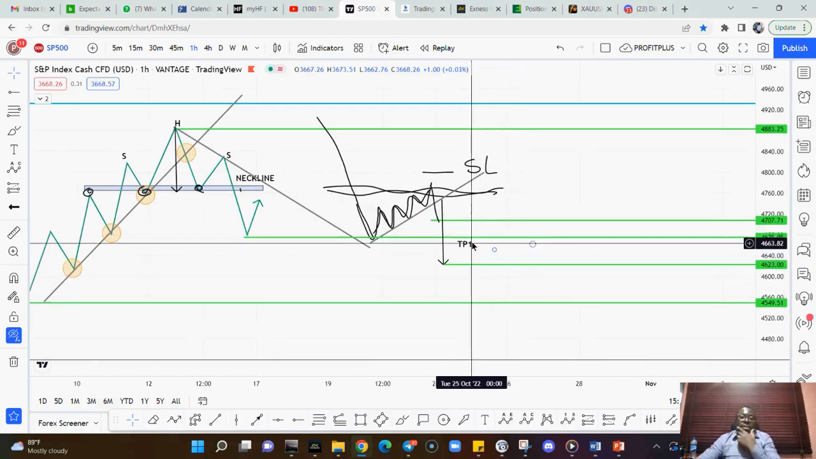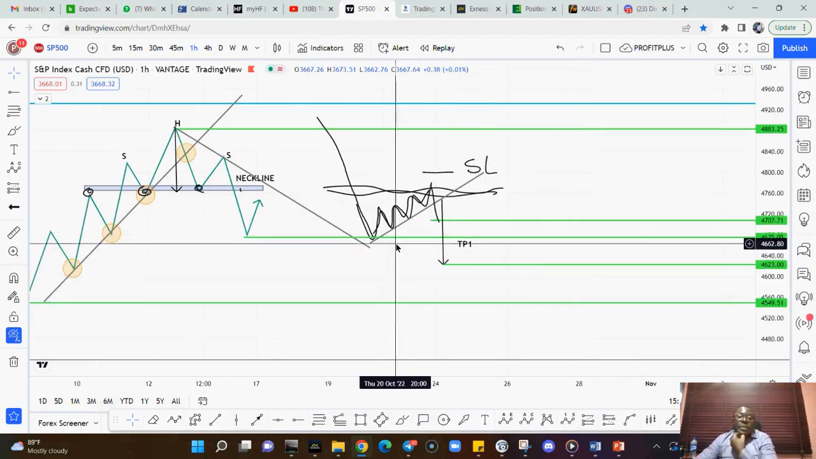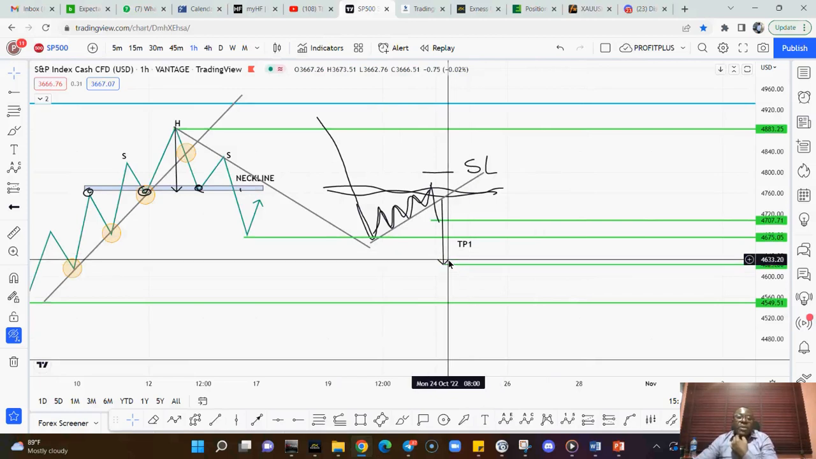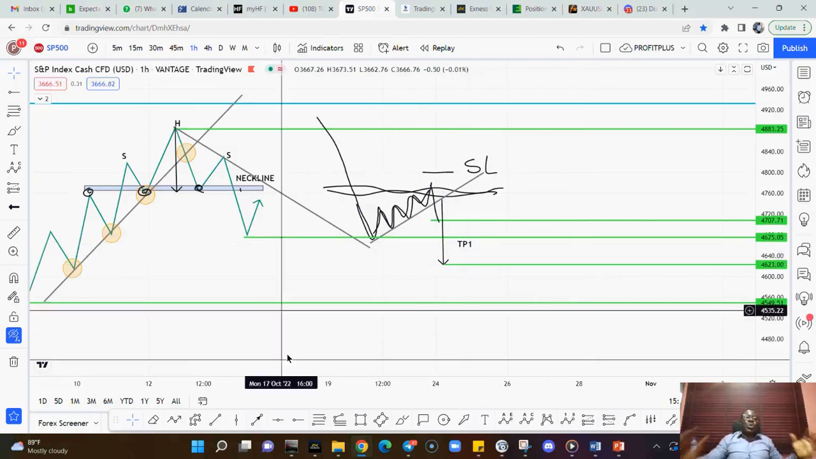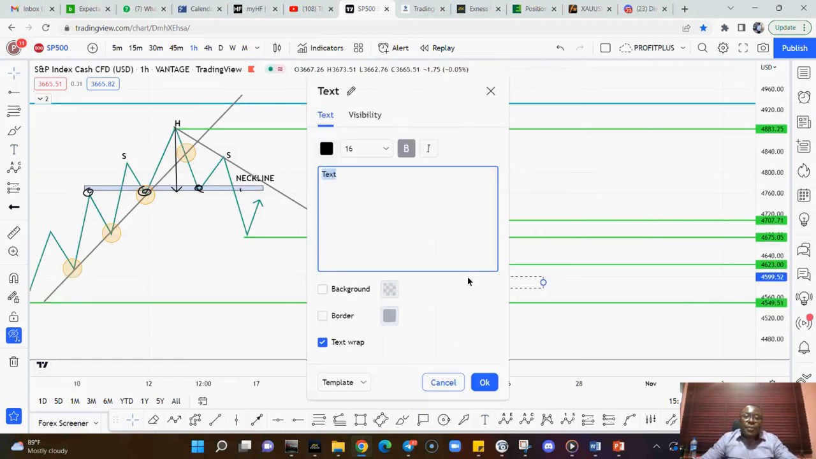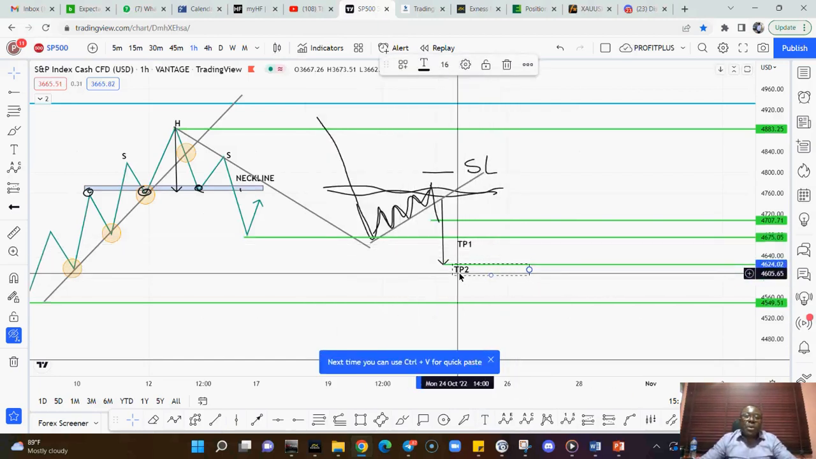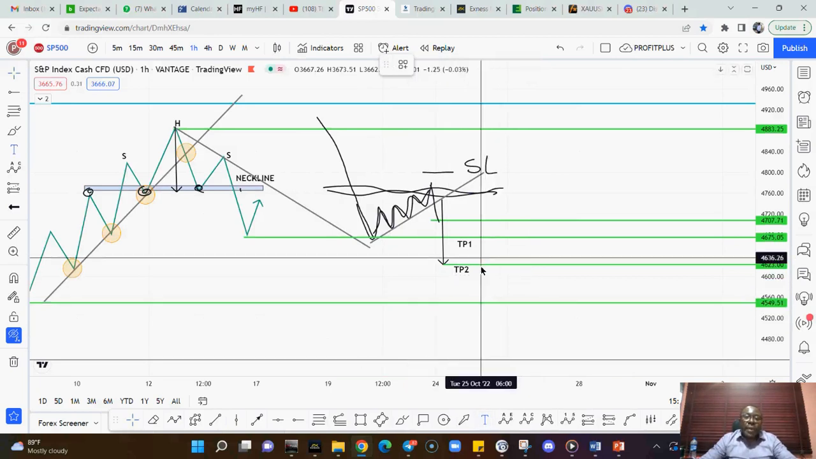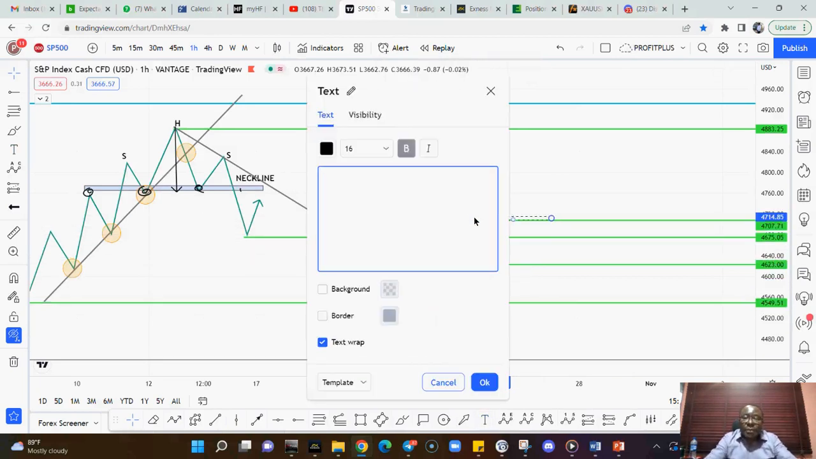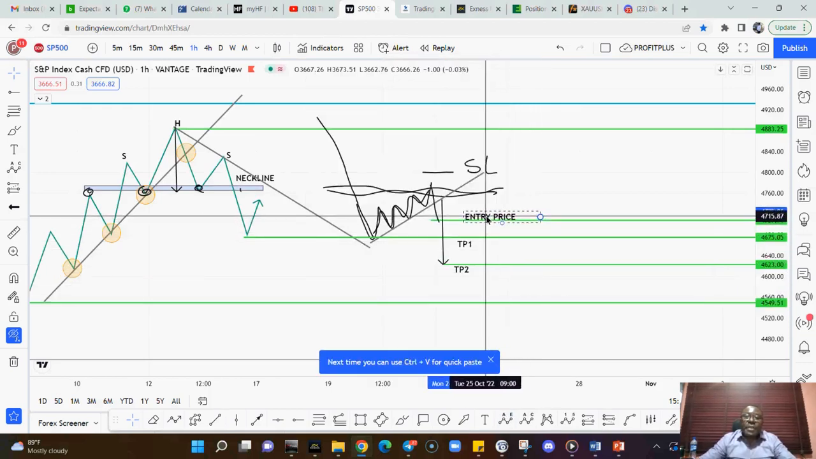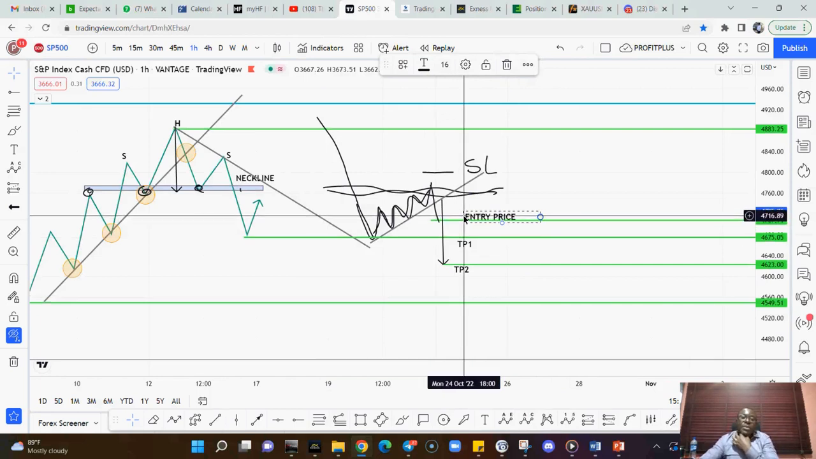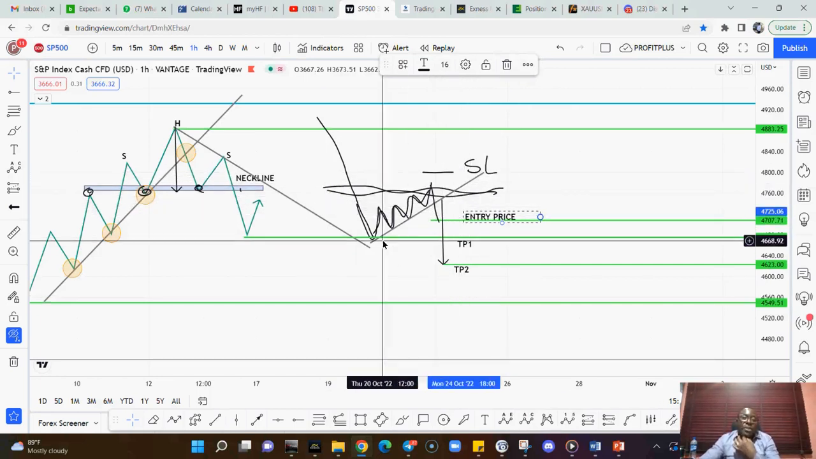Two take profits. And listen to how to trade this thing. The first point here and then the second point here. You can choose to open two trading positions. This is your TP1, this is your TP2, and here is your entry price, or entry point, at this level. You can use this green candle and drop the levels: your entry here, and this level is your stop loss.